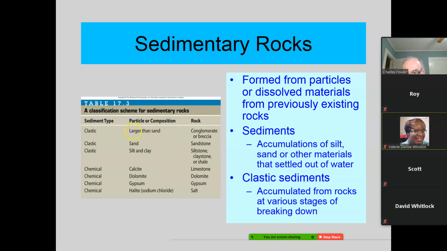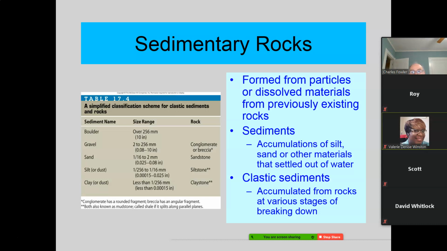Conglomerate or breccia, you usually can look at that and see these big old chunks that are bigger than sand, but they're cemented together with some type of material. If they're rounded, those are conglomerate. If they're angular, it's breccia, however you pronounce it. All right. Now, let's break down our particle sizes even more.